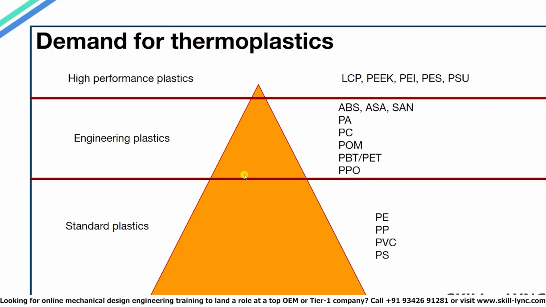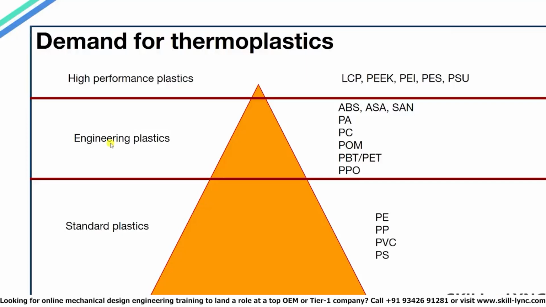This slide shows the demand for thermoplastics. The standard plastics shown in the diagram refer to the plastics you see in your household. Your bottles, buckets, and mobile phone covers are made using standard plastics. PE is polyethylene, PP is polypropylene, PVC is polyvinyl chloride, and PS is polystyrene.